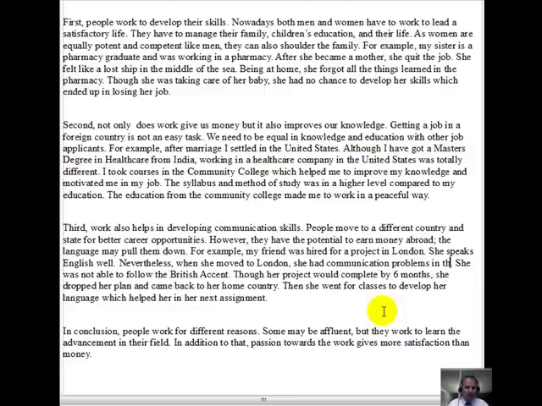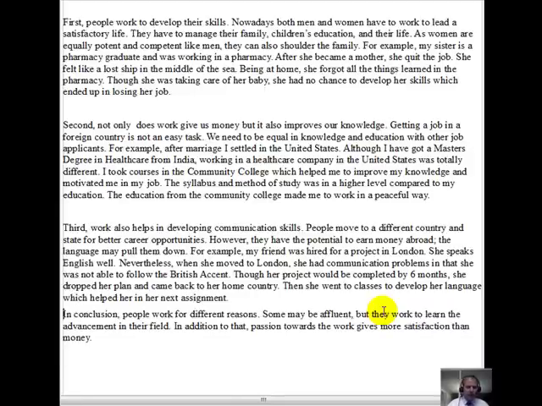You need a connector here. In that. Your grammar is getting a little bit too simple. She had communication problems, and then she was not able to follow the British accent. Though her project would complete, would, passive voice, would be completed by 6 months, she dropped her plan and came back to her home country. Then she went to classes to develop her language, which helped her in her next assignment.